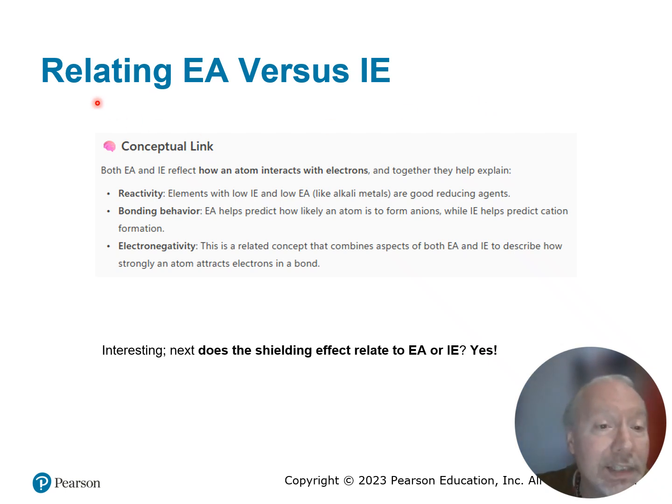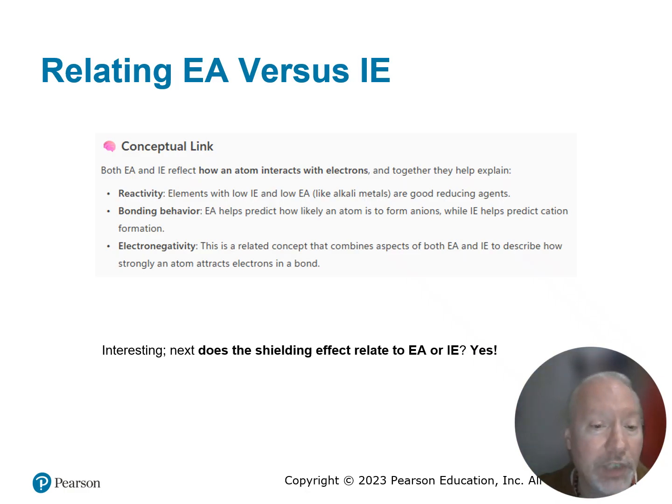So EA is exothermic. Ionization energy takes work to break that electron away. It is endothermic, right? EA exothermic, IE endothermic. Okay, so electronegativity is also related to this bonding behavior within a molecule. This all plays a role, and the shielding effect, as mentioned, is instrumental in EA and on IE.